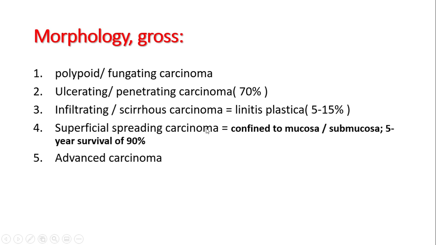Superficial spreading carcinoma. From its name, this type of tumor carries a good prognosis because the lesion is confined or limited to the mucosa and submucosa without infiltration of the wall, without infiltration of the muscle. Five-year survival is up to 90%, very good. Superficial spreading carcinoma. And advanced carcinoma, that is stage 4, with liver metastasis or peritoneal metastasis or distant metastasis, supraclavicular lymph node.